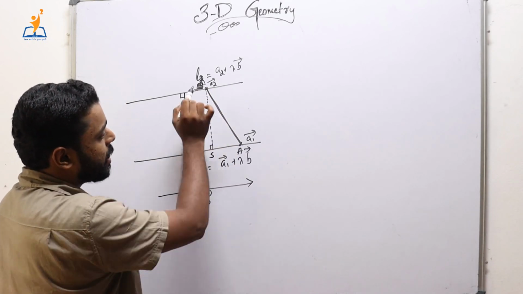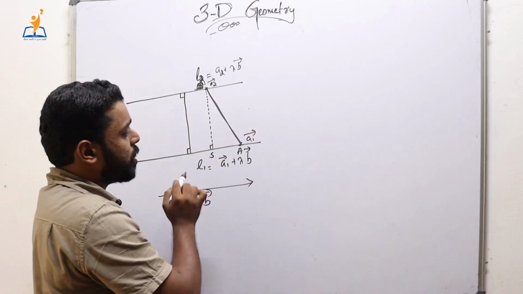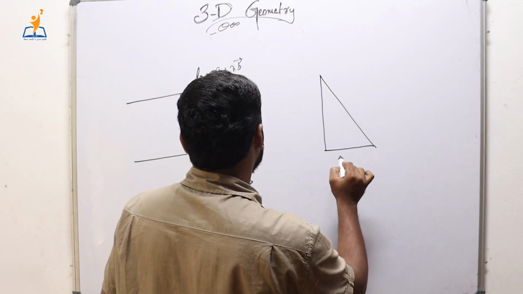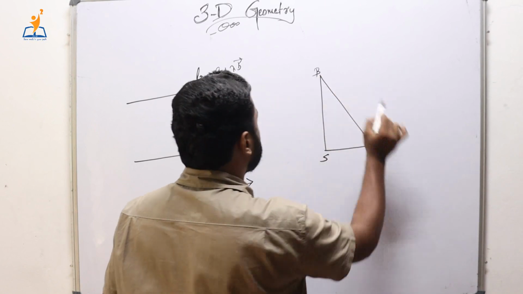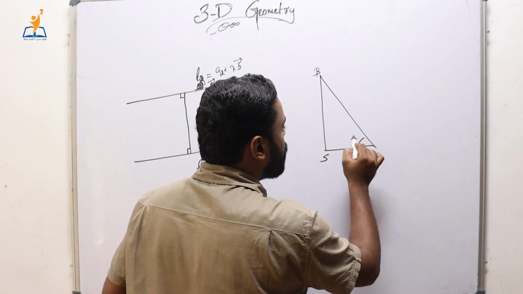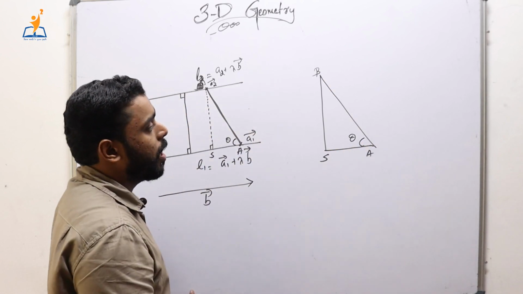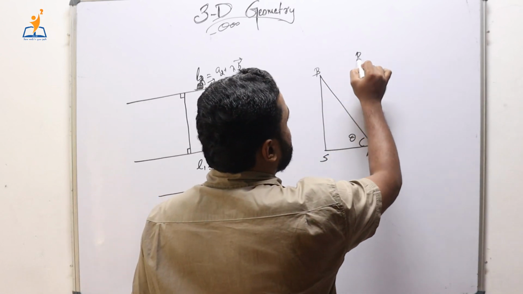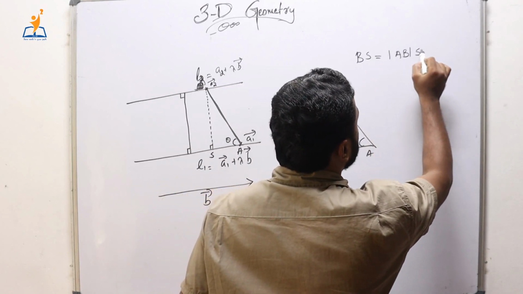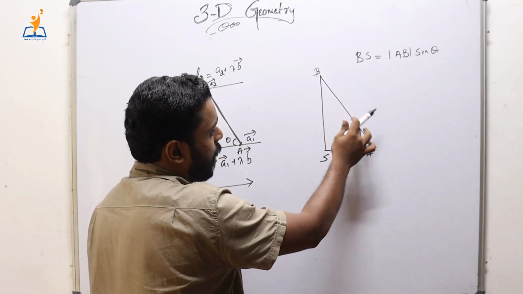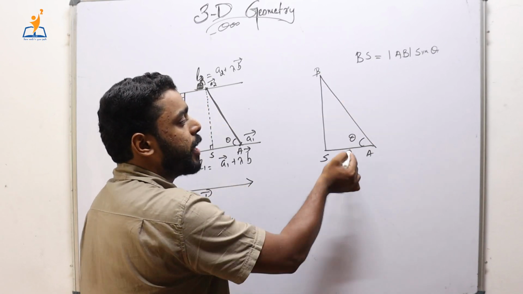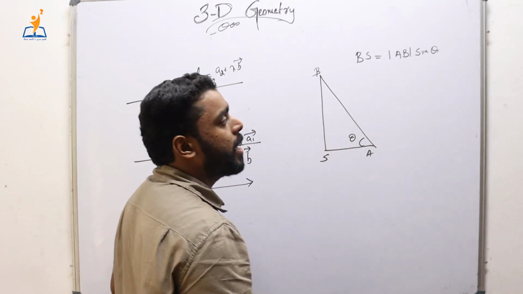So BS and AB. Now we shall enlarge this triangle like this. This is a right angled triangle with S, A and B as the vertices. Now let us name this angle theta. Now we have BS. BS is our perpendicular distance. BS is nothing but mod AB sin theta, isn't it? Since AB is the hypotenuse and theta is the angle, BS is the opposite side of the angle. So BS is nothing but mod AB sin theta.